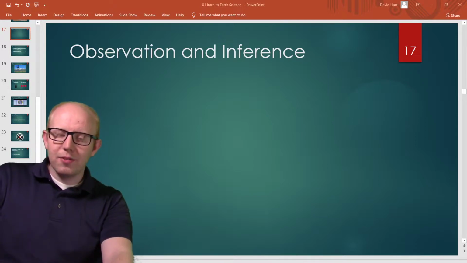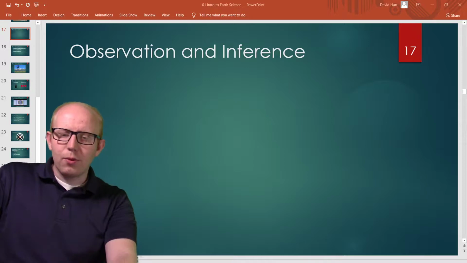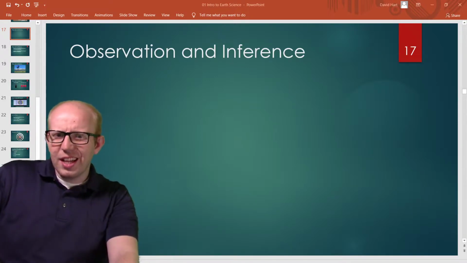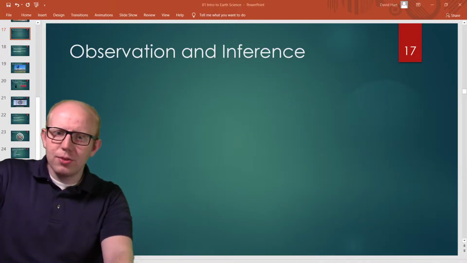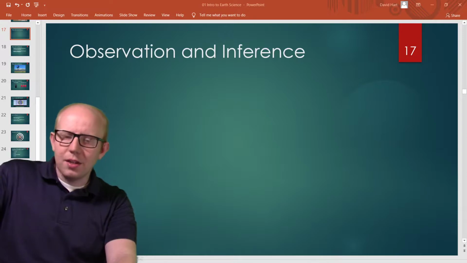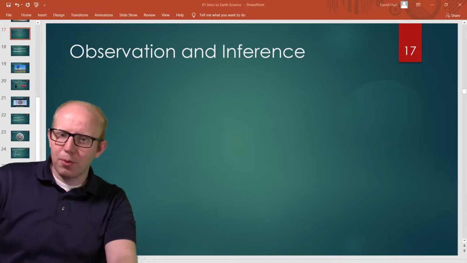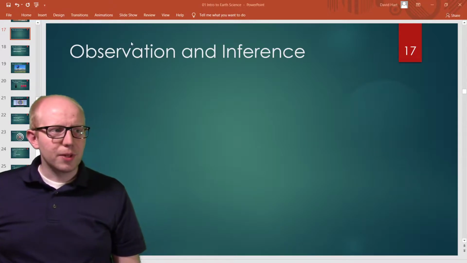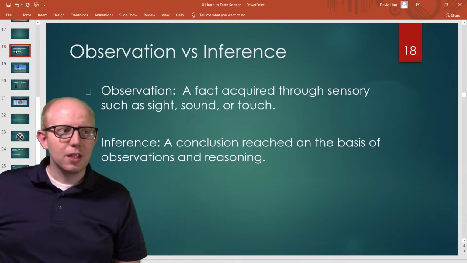Now this is going to be a very important skill that we'll need in earth science and in science in general. In your day-to-day life you don't really need to separate these two, but there's a lot of things in science that we can't observe directly, and so we need to be able to separate our observations from our inferences. So to start, let's just make sure we understand what those two words mean.